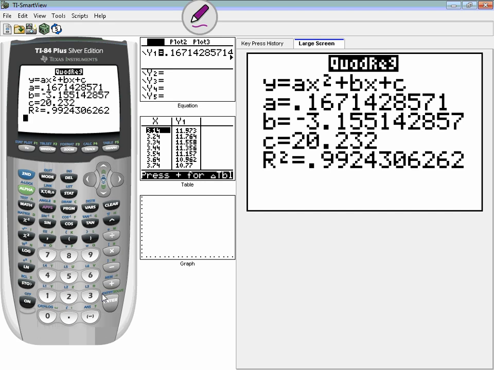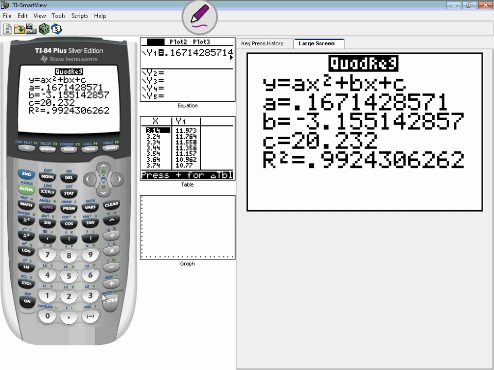What do you think? Is that pretty close to 1? Yeah, that means this is a very good fit for our scatter plot. So what you're going to do is write down your equation now, your 0.167x squared minus 3.155x plus 20.232. Okay, does that make sense to you guys? Yeah. So this goes there.